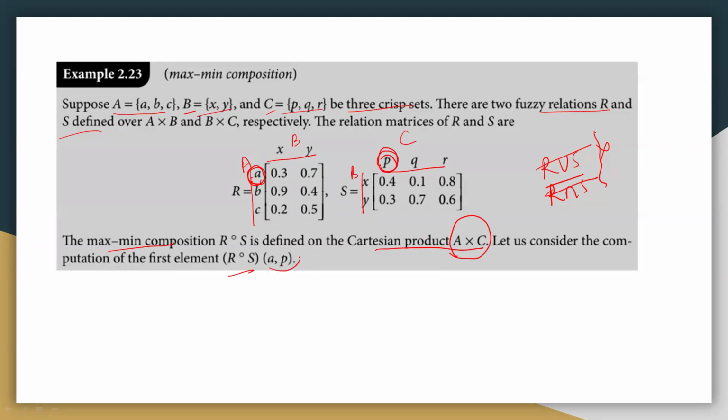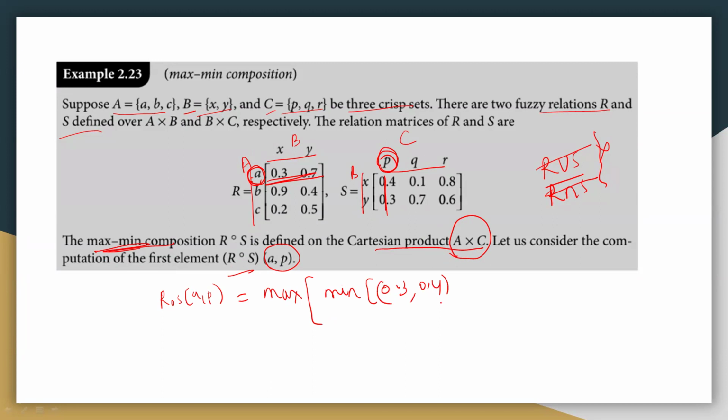So our composition of A comma P, it's a max-min composition. So we have to go through this row and this column. Okay, so we have to find the composition of R for A cross B, which will be nothing but the maximum of, you can say, min of 0.3 and 0.4.